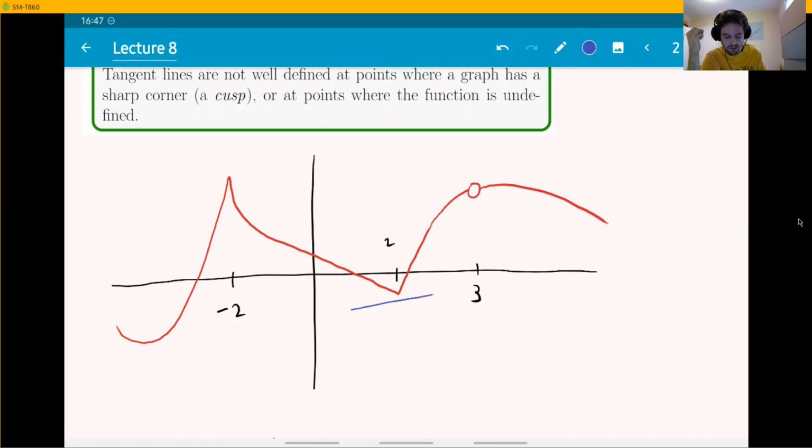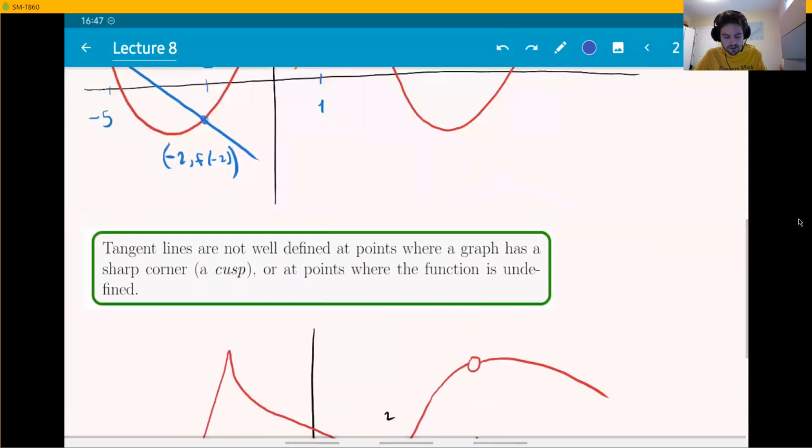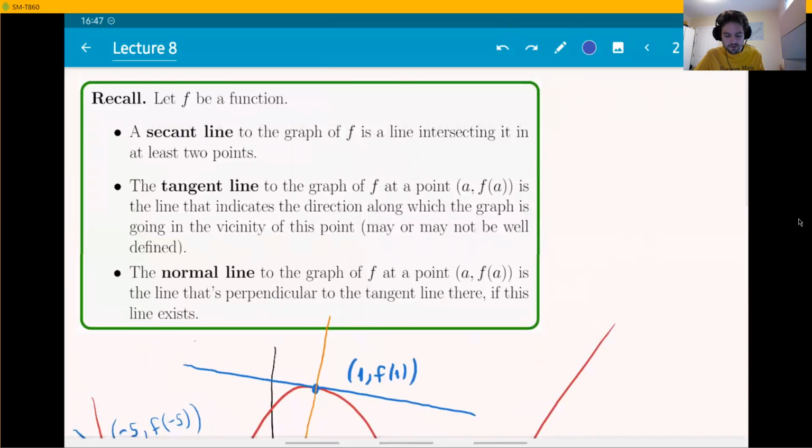Similarly for this other cusp. And also look at the point x equals 3. There is no value for the function there, even though you can probably guess what the graph would be doing around that point. If it were continuous, it would simply be extended on that point. But in cases like this, we also say there is no tangent line at that point. Okay, so we're going to come back to this geometric meaning of tangent lines and the relationship between this and derivatives in the end of today's lecture.